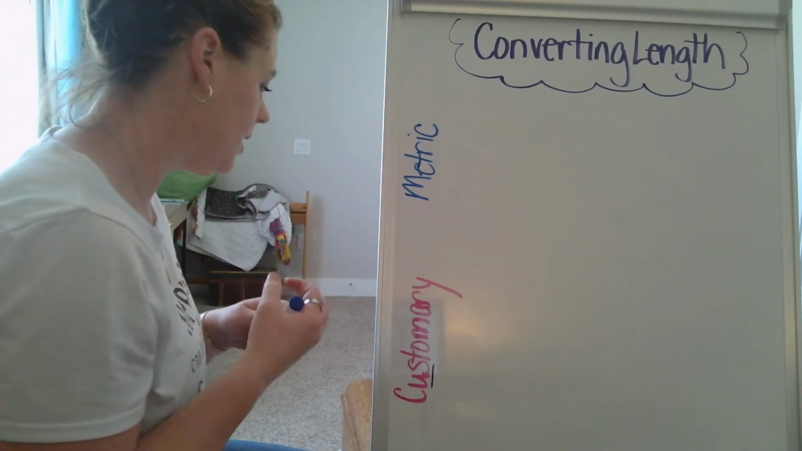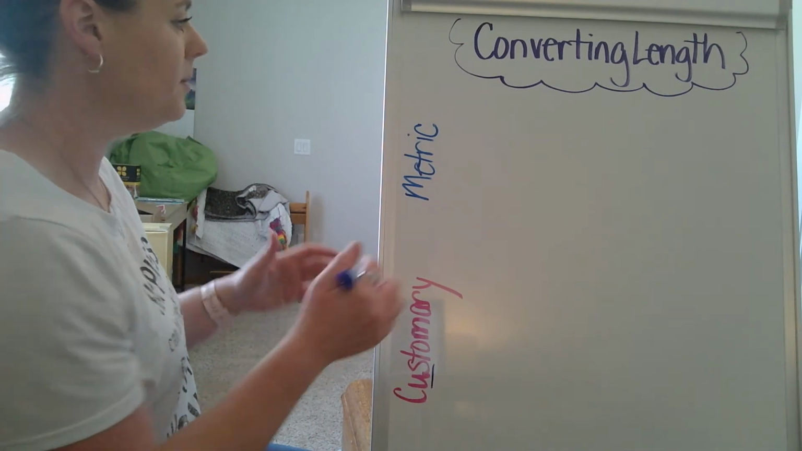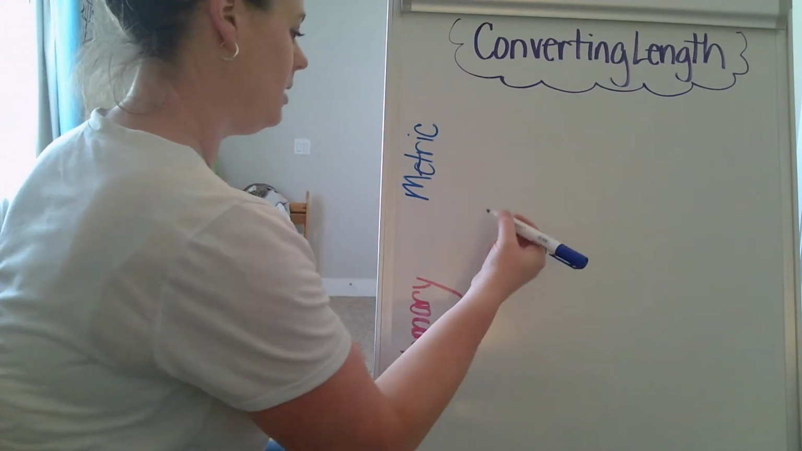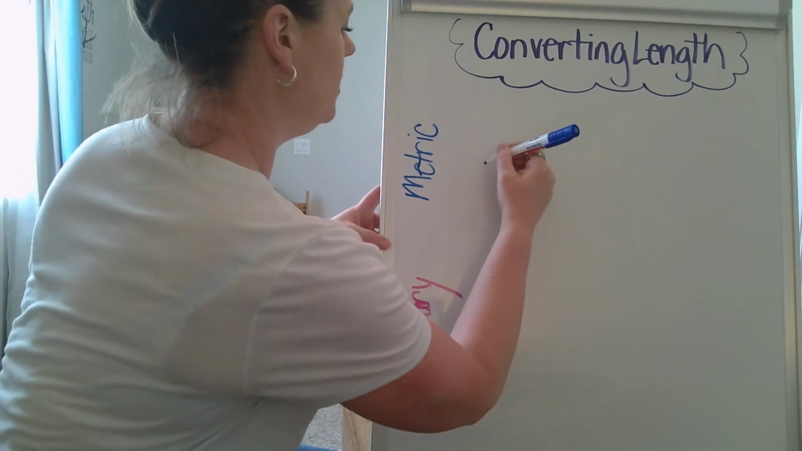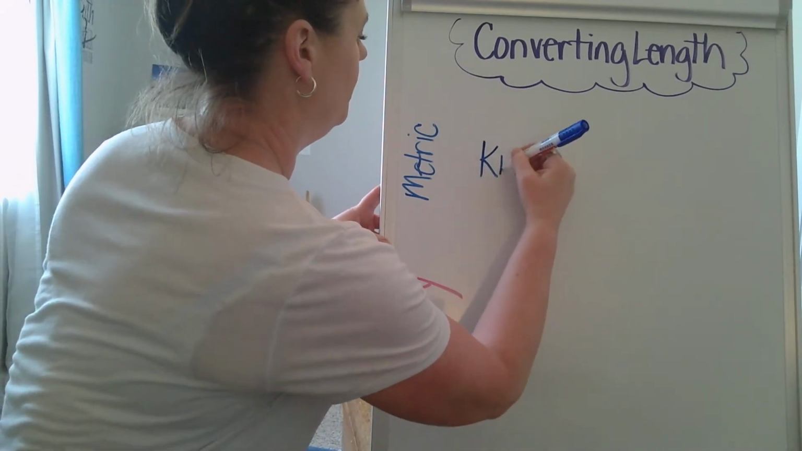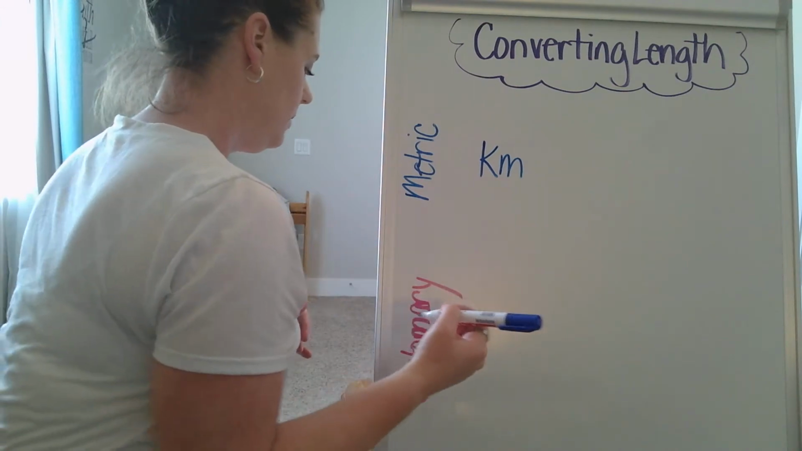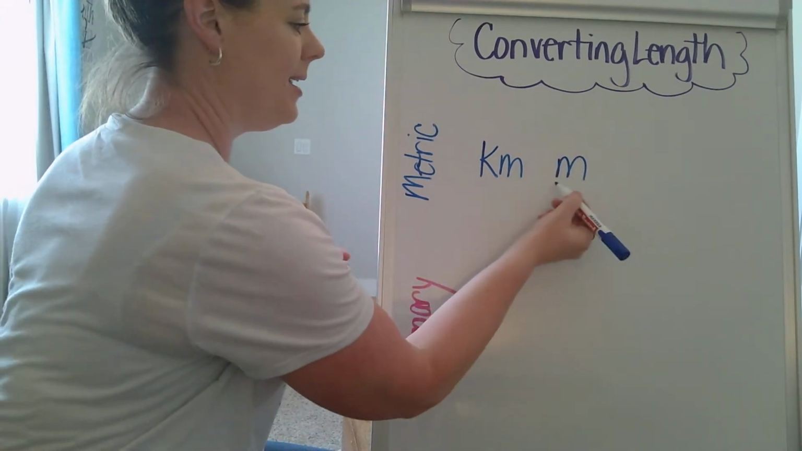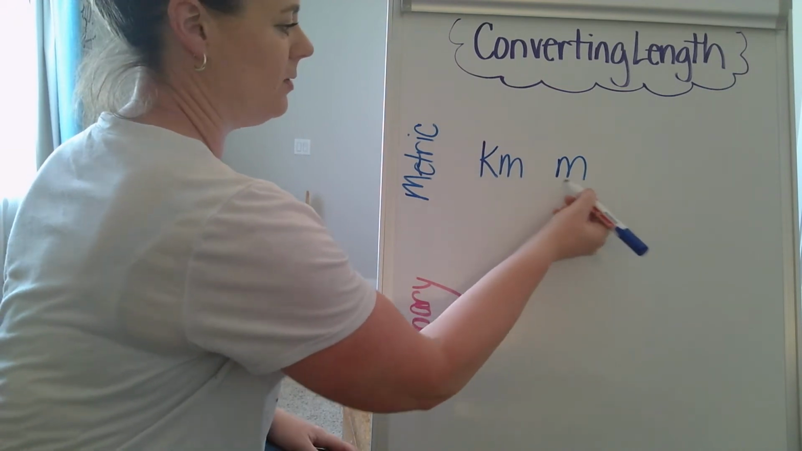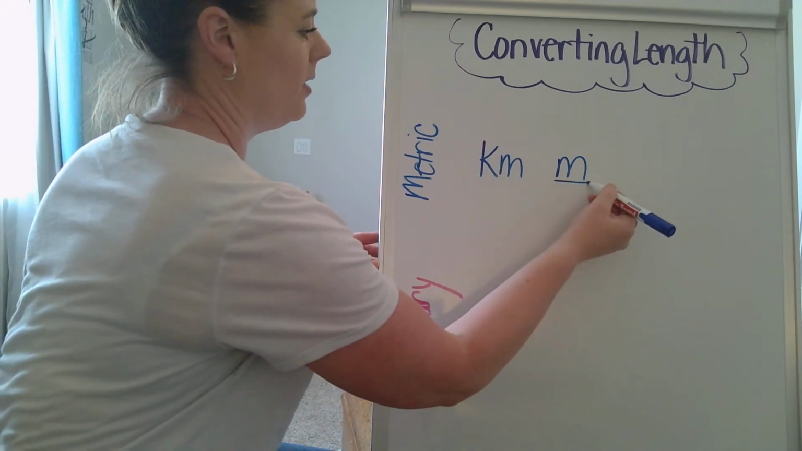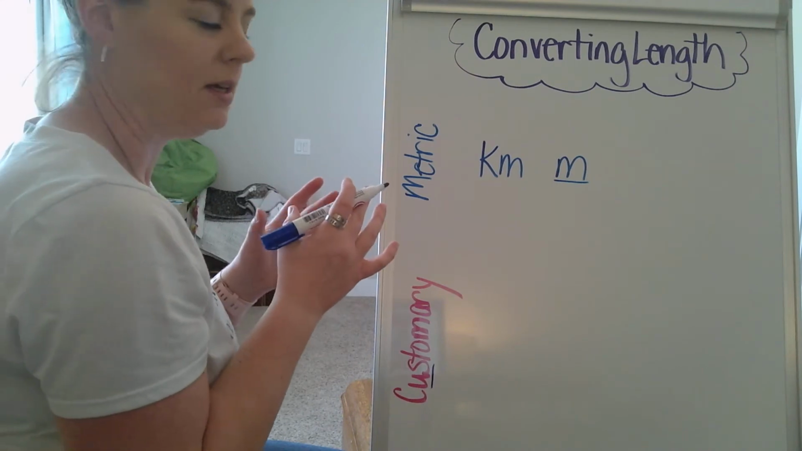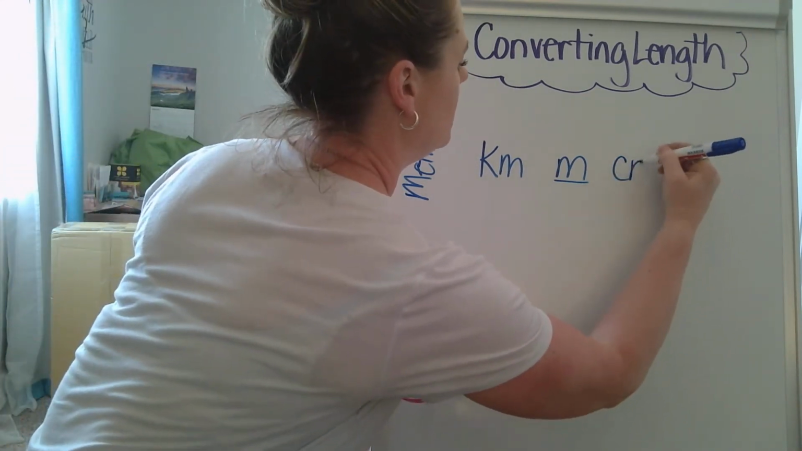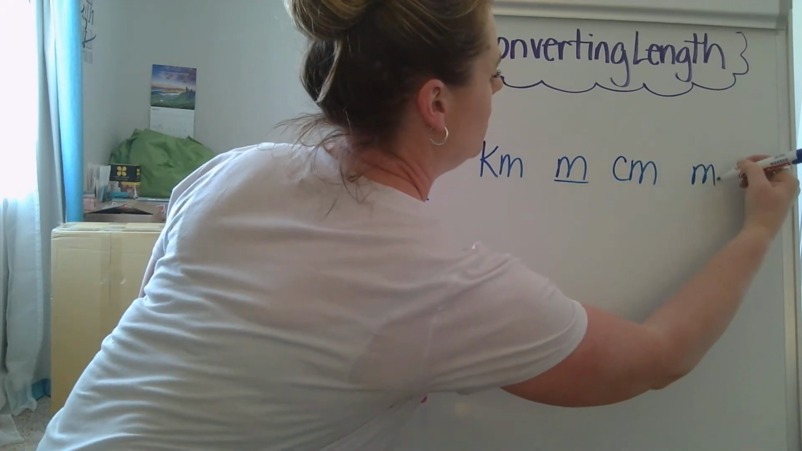As we go through that, I'm going to write the largest to the smallest unit. Okay, so I'm going to write kilometer, and then I'm going to write meter. This is kind of our base right here, so I'm going to underline that. That's our base unit. Then our centimeter and millimeter.